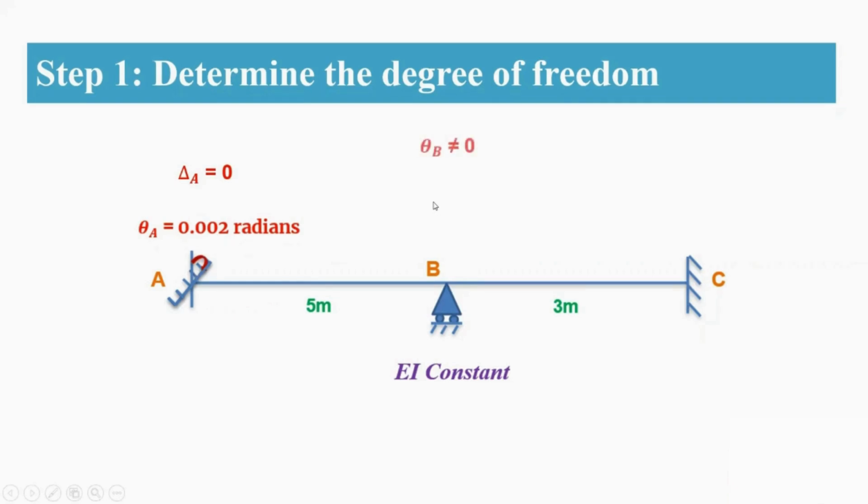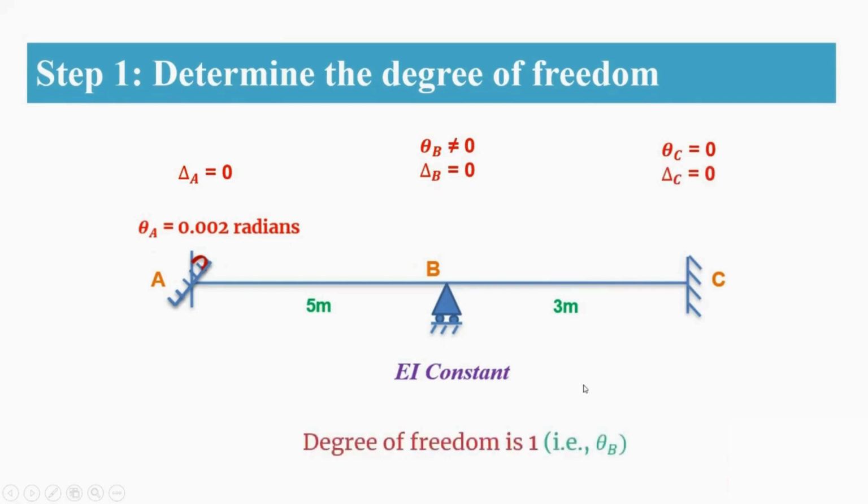At the B support, theta is not equal to 0, that means rotation is there, whereas delta B will be equal to 0. And at C support, both theta and delta are equal to 0. So here the degree of freedom will be equal to 1, that is theta B, which you are going to find out. So this is your step 1.